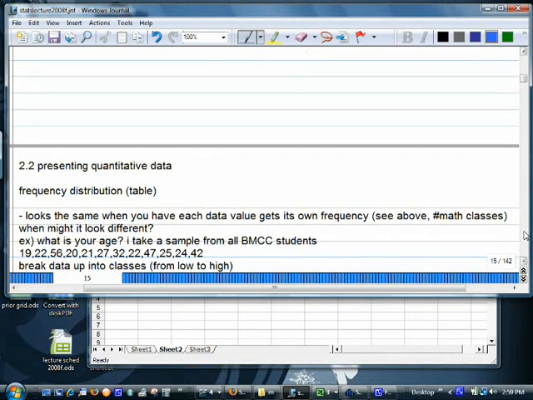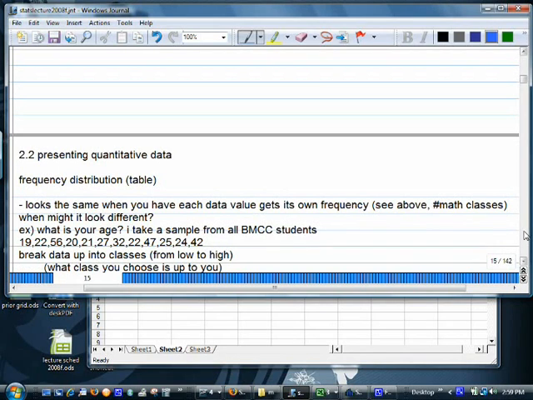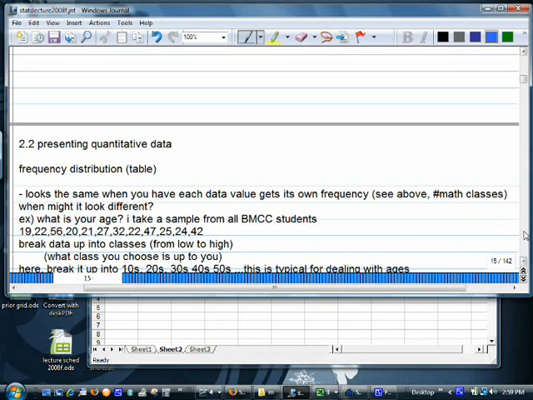Now, what class you choose is up to you, but let's see. First of all, typically we're dealing with ages. What's a nice typical way to break up ages? Yeah. 10s, 20s, 30s, blah, blah, blah. So that's what we're going to do here. Each group is called a class. Okay. So how would we make the table for this data?